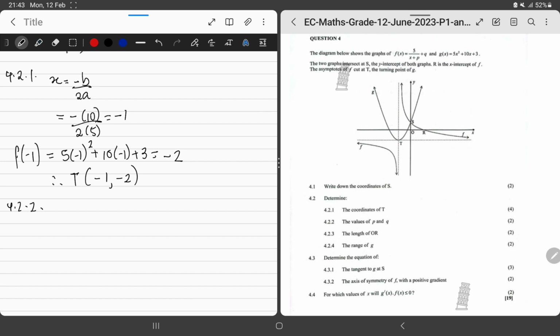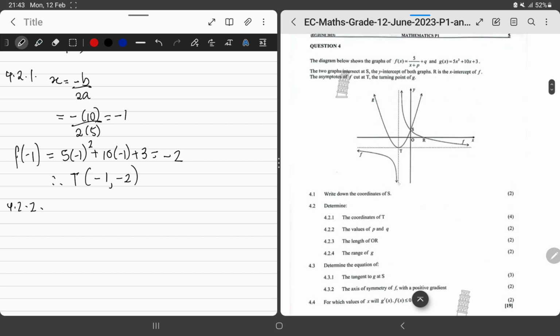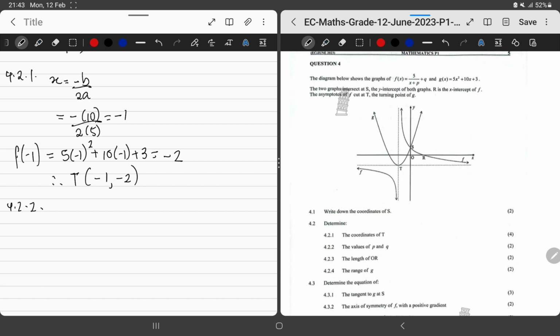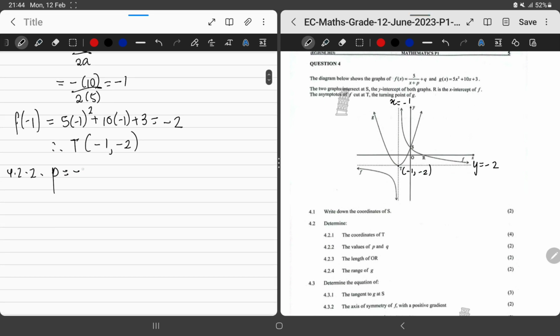4.2.2. They want the values of p and q. p and q represent the asymptotes of f. So y there should be equal to -2 and x should be equal to -1, because the coordinates of T are (-1; -2). So p is equal to -1 and q is equal to -2.